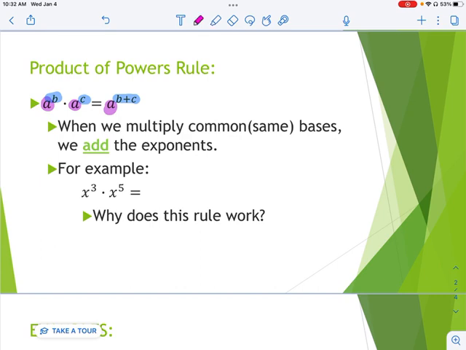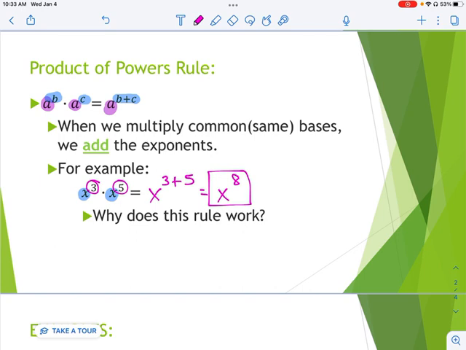So, for example, if I had x to the third times x to the fifth, I have my common base. So I bring that over. There's my x. I take my exponents and I'm going to add them together. And that would give me x to the eighth.